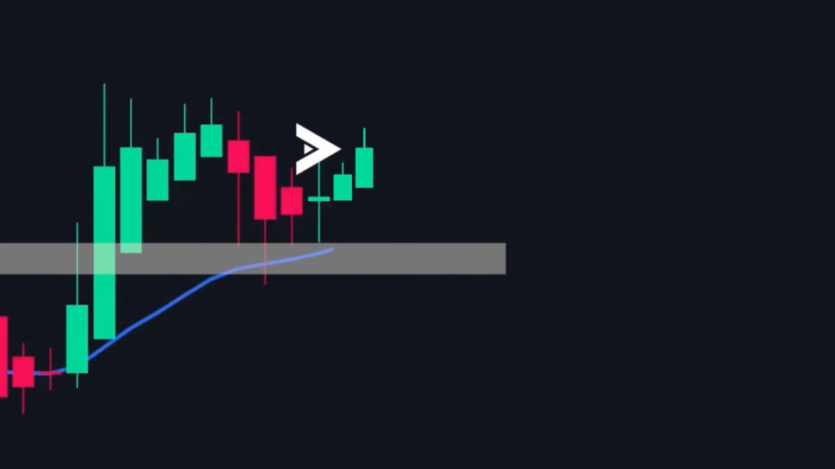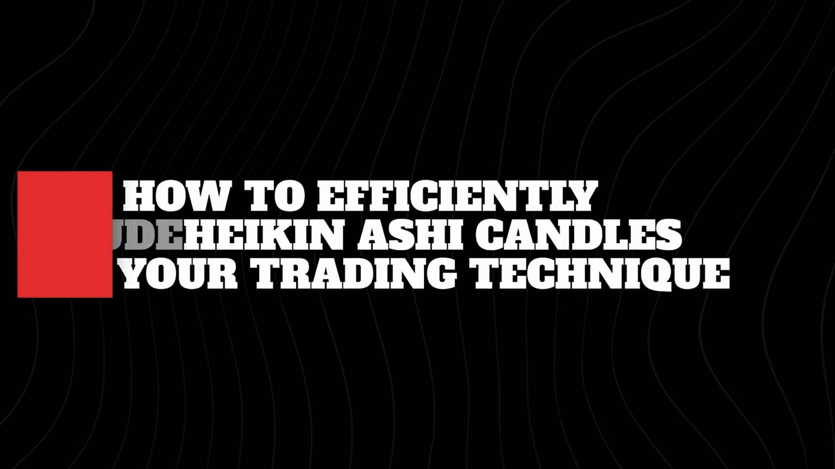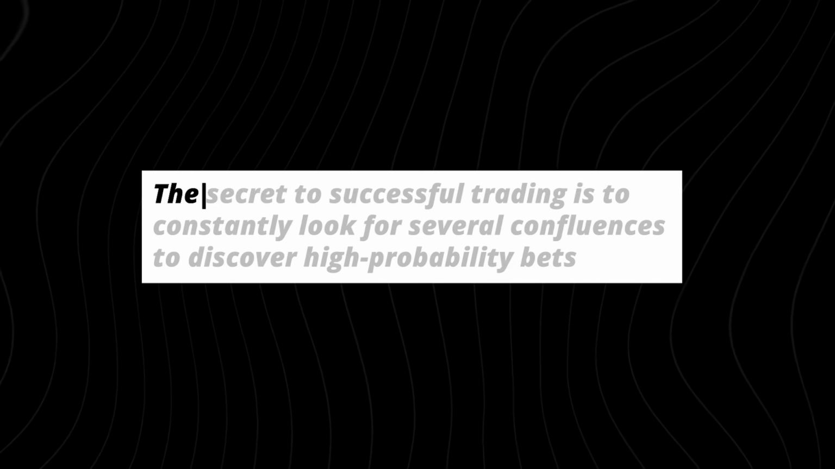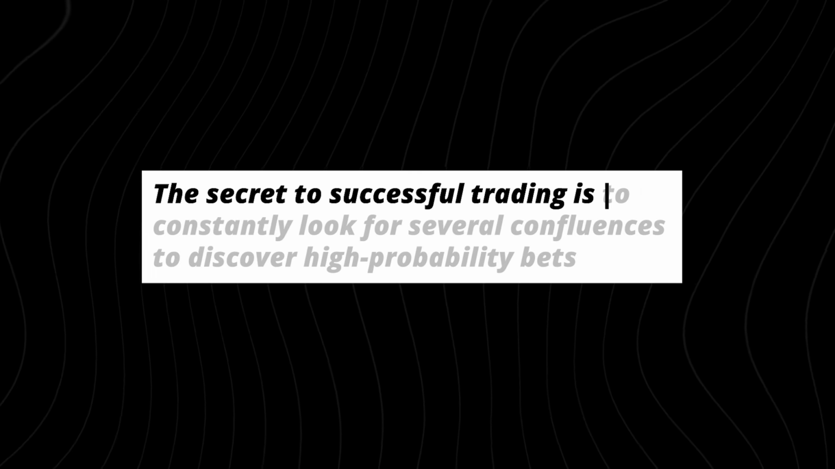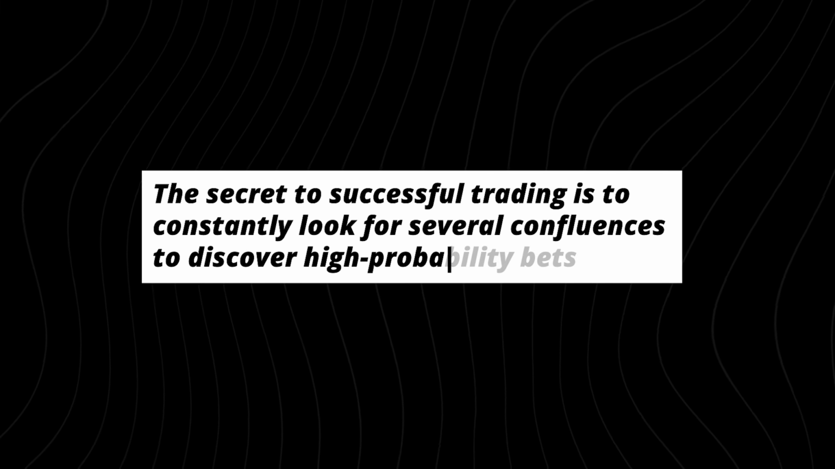For this trade, we can place the stop loss below the candles or moving average. Since there is no single resistance level to target, we aim for a risk-reward ratio of 1:2. This is how to efficiently include Heikin Ashi candles into your trading technique. The secret to successful trading is to constantly look for several confluences to discover high probability bets.